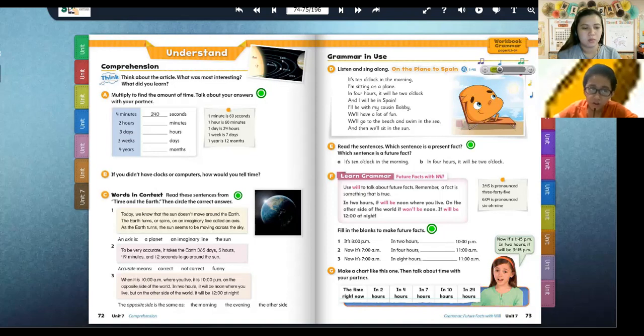It's 10 o'clock in the morning. I'm sitting on a plane. In 4 hours it will be 2 o'clock, and I will be in Spain. I'll be with my cousin Bobby. We'll have a lot of fun. We'll go to the beach and swim in the sea, and then we'll sit in the sun.